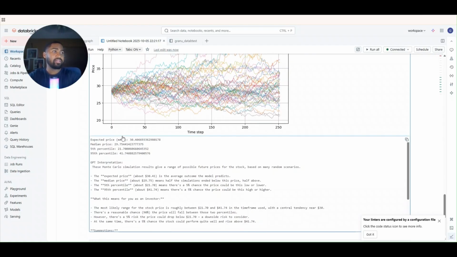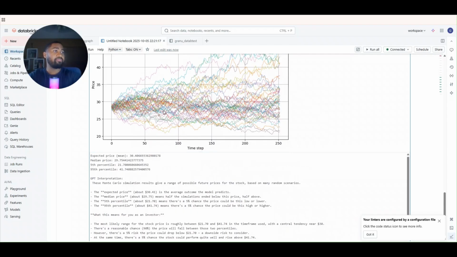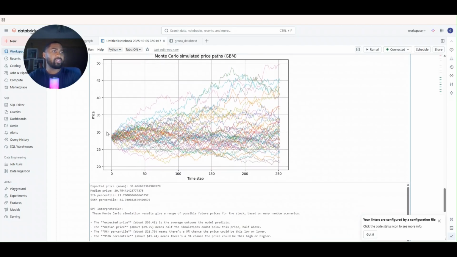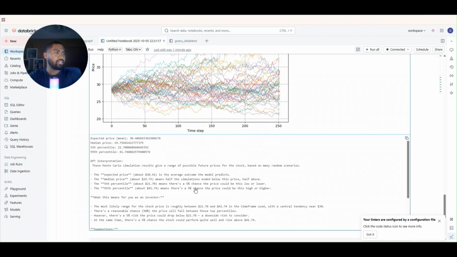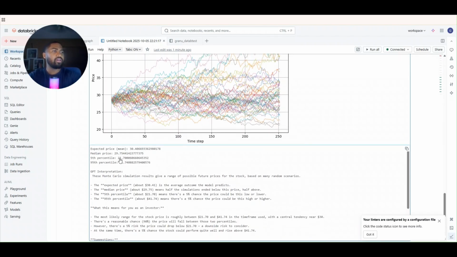So expected price, the average, based off the simulations here. Expected price, the average looks like it's about $30.40, maybe 41 cents if you want to round it up. Median price, $29.75, which I think compares to 28 right now. Fifth percentile, which I think is the lowest percentile. Okay, fifth percentile, 21. Lowest price it could be, 21.7.